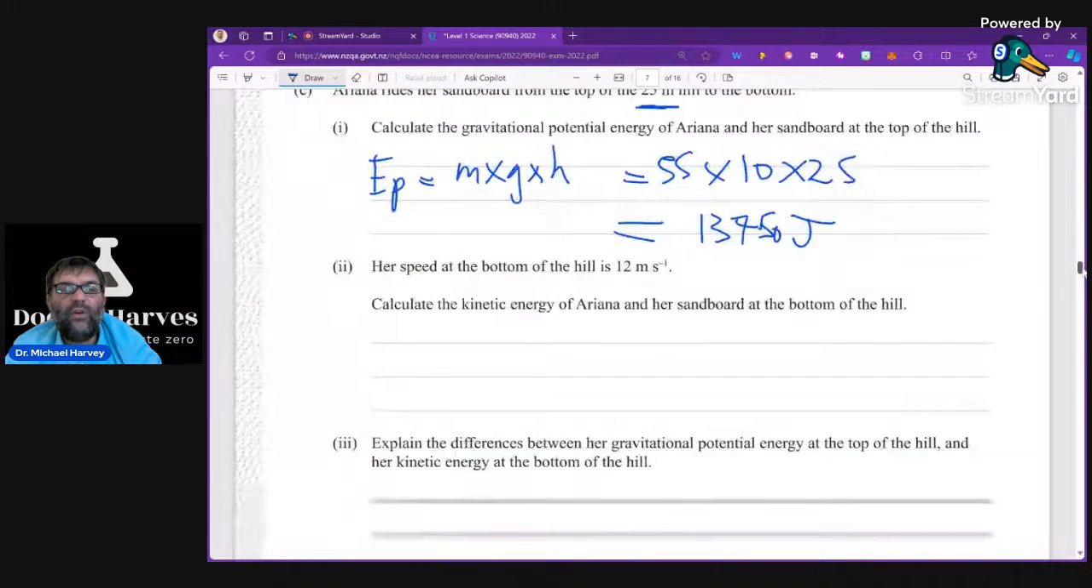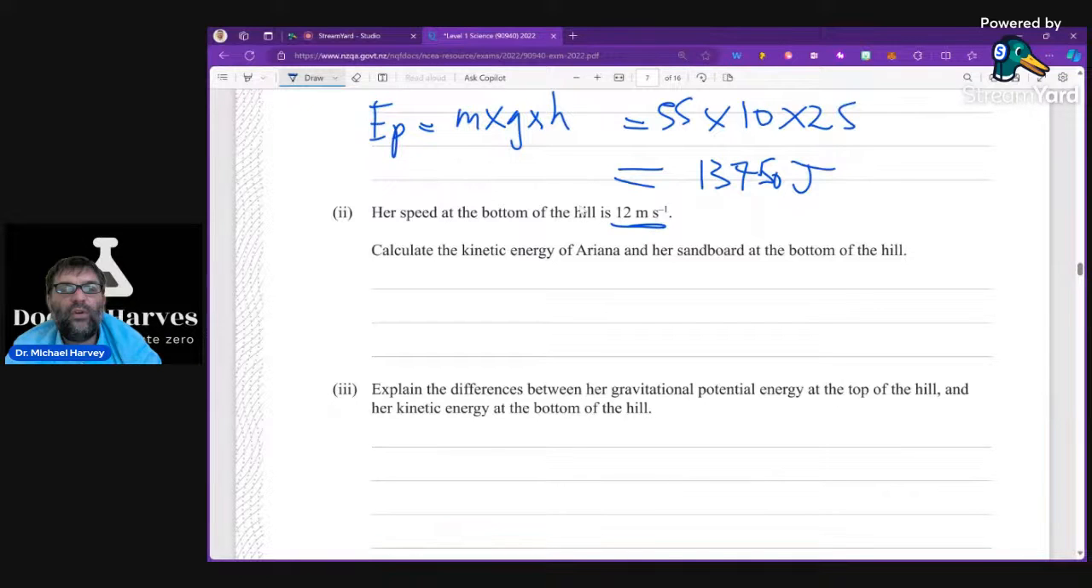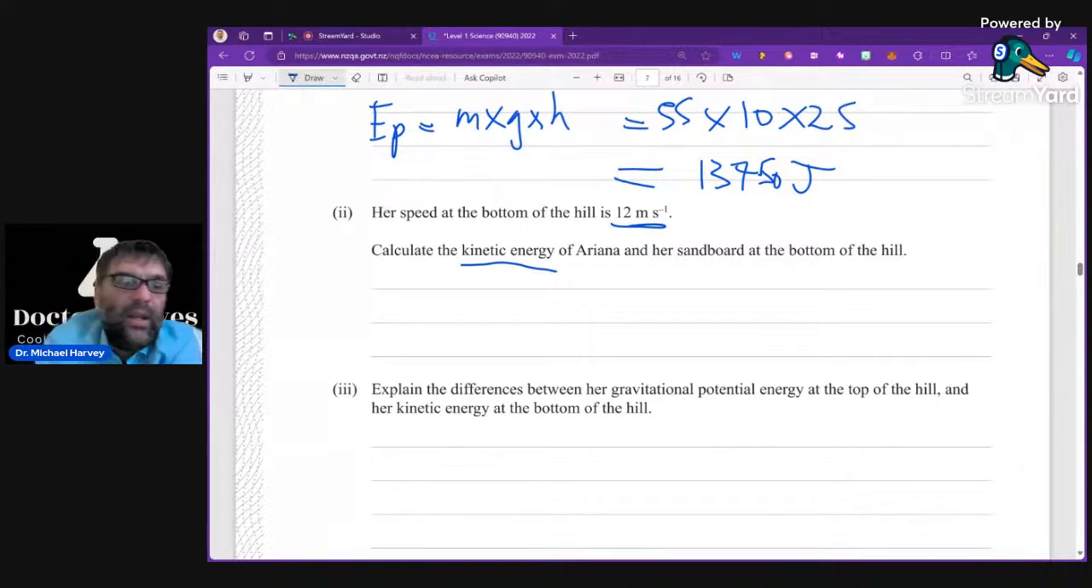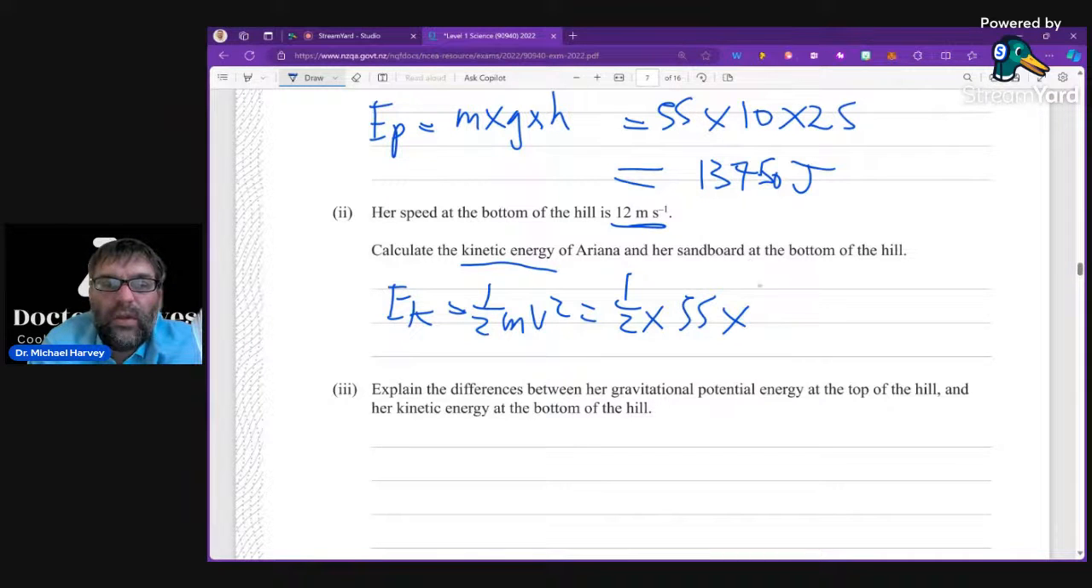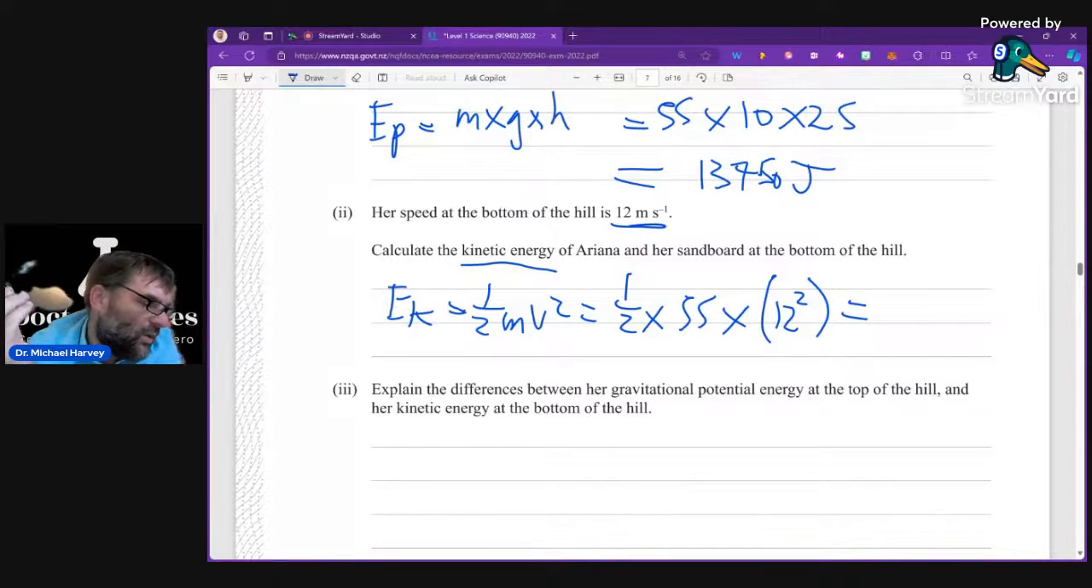And then we have speed at the bottom of the hill is 12 meters per second. Calculate the kinetic energy of Ariana and her sandboard at the bottom of the hill. So again, it's the importance of remembering these equations. So kinetic energy equals half mv squared. Okay, so it's basically half times her mass, which was 55, times the velocity, 12 squared, so 144 times 55 times a half, and that will be 3960.